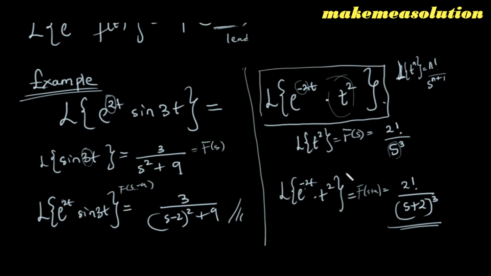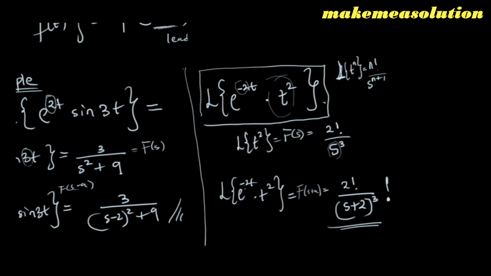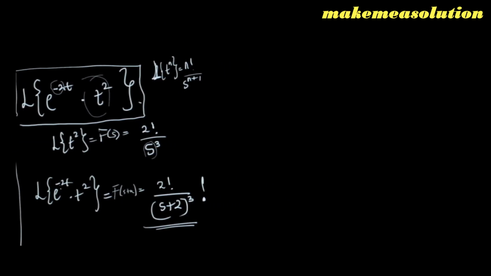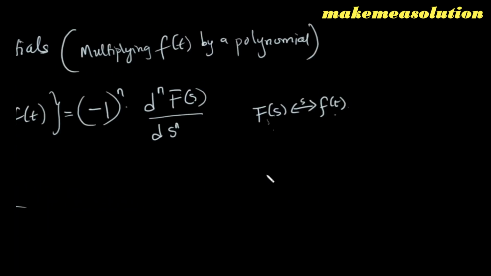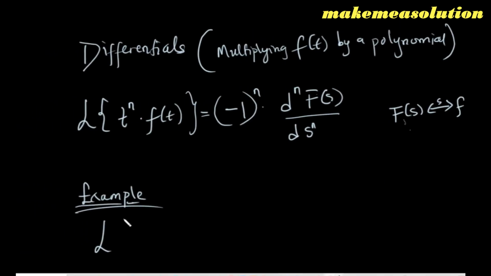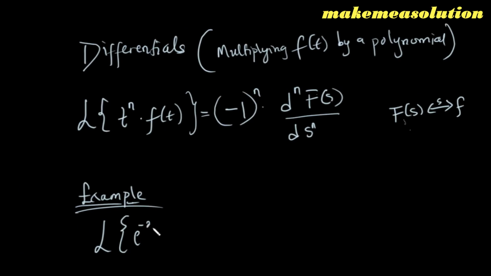And this is the answer we got, right? So I want you to take note of this answer. Let me show you an example with differentiation. So we have exponential minus 2t, and multiplying it by t squared. So example, you want to find the Laplace transform of exponential minus 2t, right? And you want to multiply it by t squared.